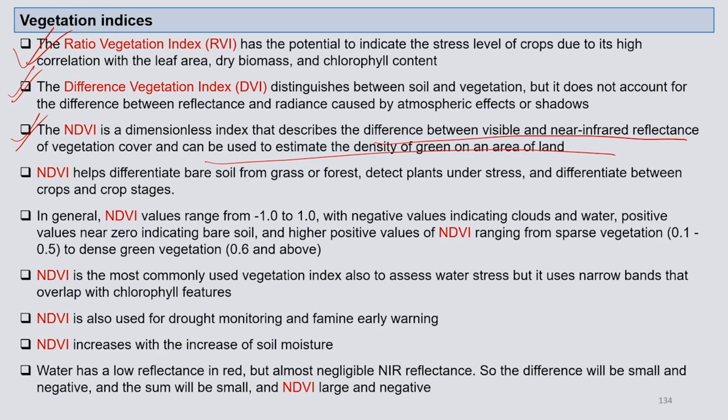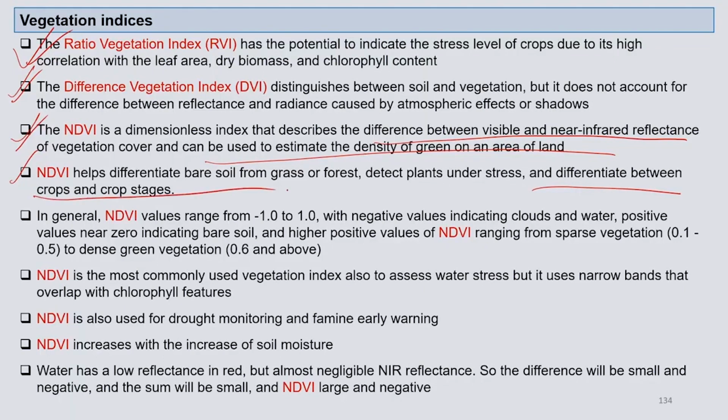How much area is actually green, NDVI helps you, and that is why I said that NDVI is one of the most popular indices in remote sensing. People use it. NDVI also helps differentiate bare soil or barren land from grassland, forest, or plants, vegetation. It can also help you differentiate between different crops and crop stages. Suppose rice, transplantation stages, green, maturity stages, golden yellow. So, you see, it can clearly capture that through NDVI.